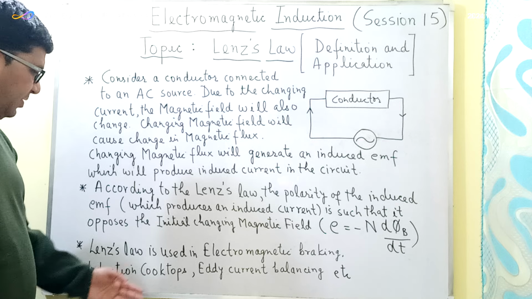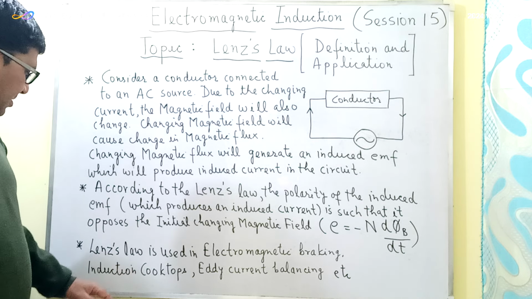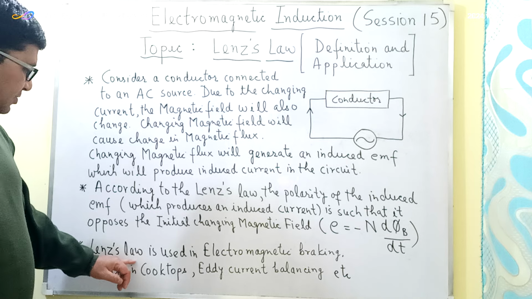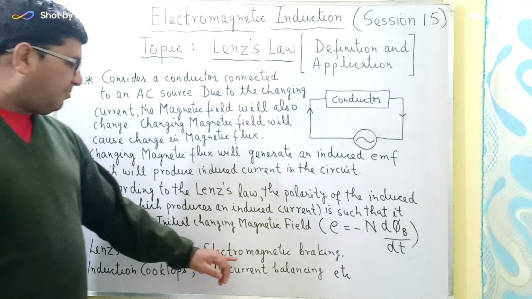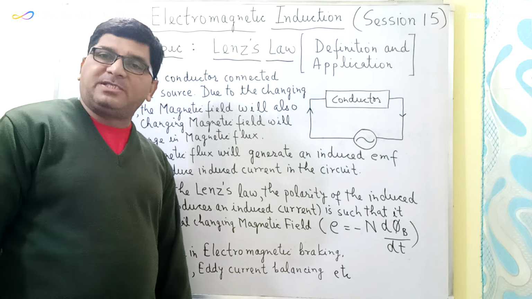Now Lenz law is used in a number of applications. So I have written here three important applications where the Lenz law is used. The first one is that it is used in the electromagnetic braking. It is used in the braking system of the trains. Then it is also used in the induction cooktop.